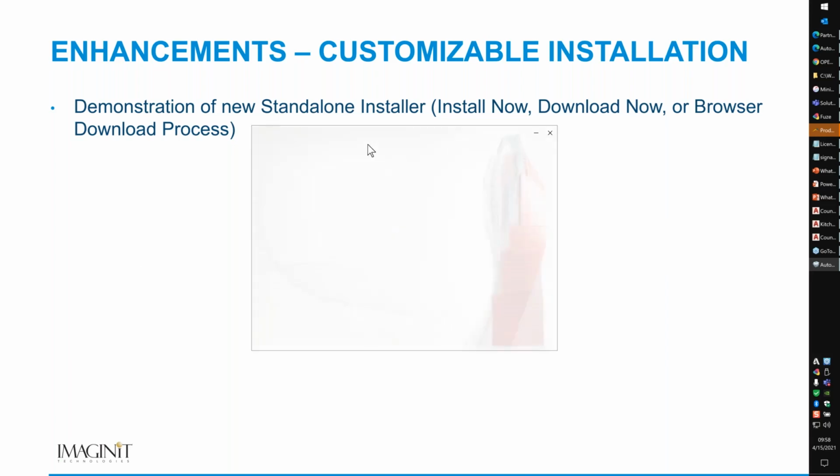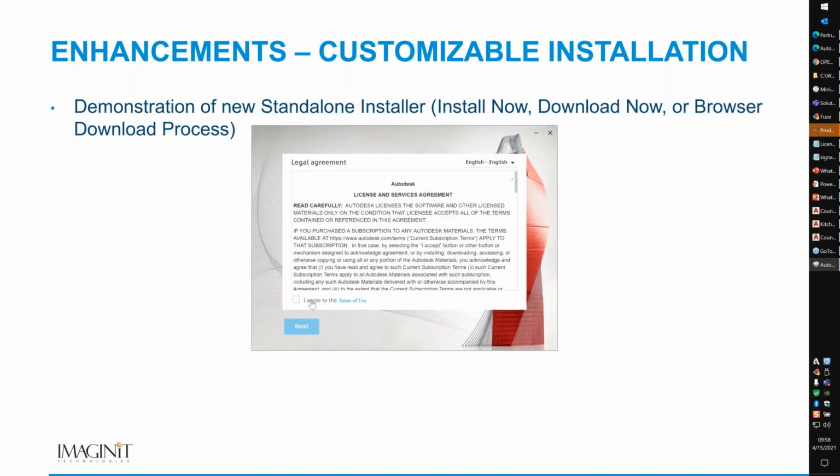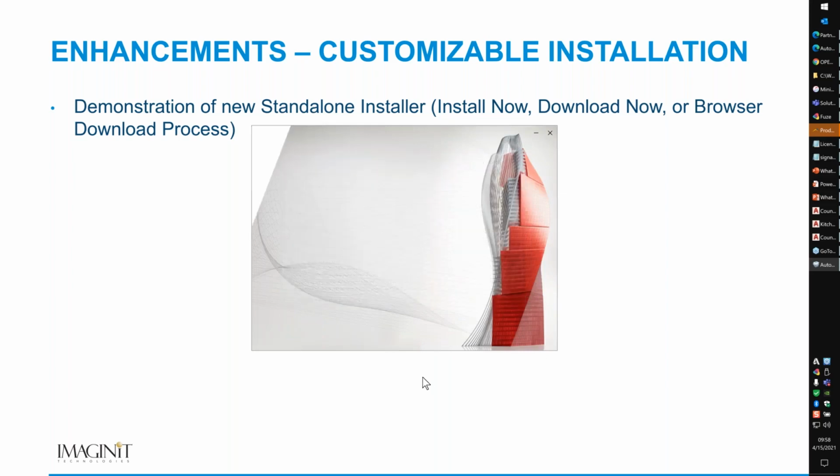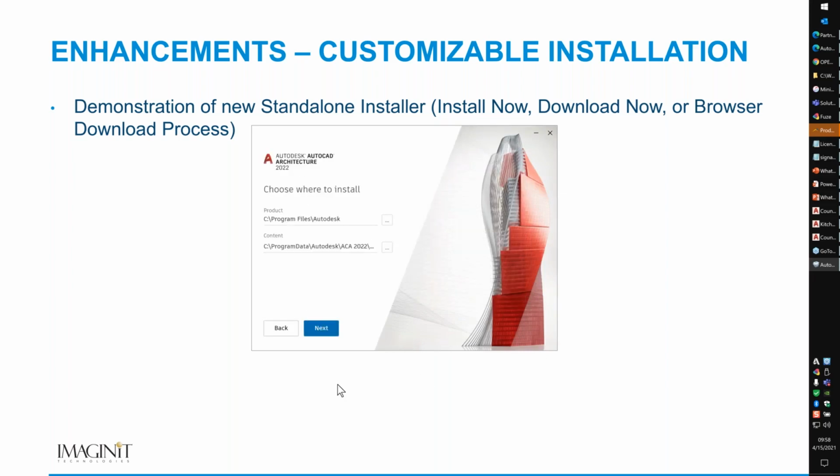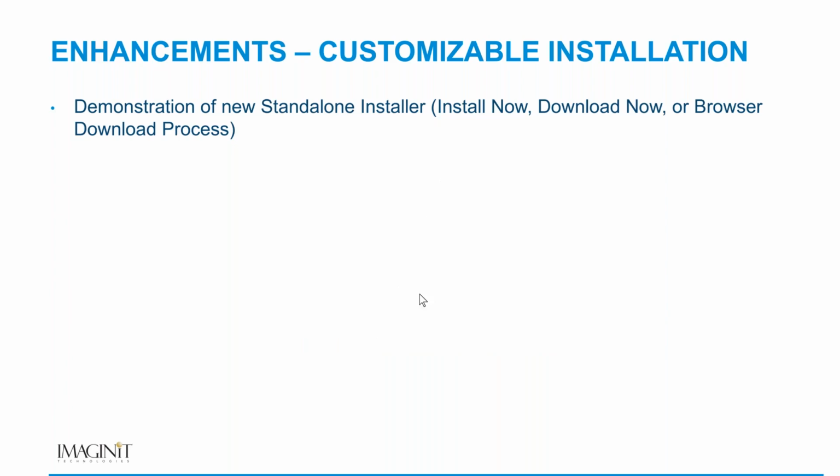I just launched the AutoCAD Architecture 2022 installer. Again, we agree to the license agreement. I choose where to install. I can either put the AutoCAD performance reporting tool or not, and I can start the installer. Okay, that's it.